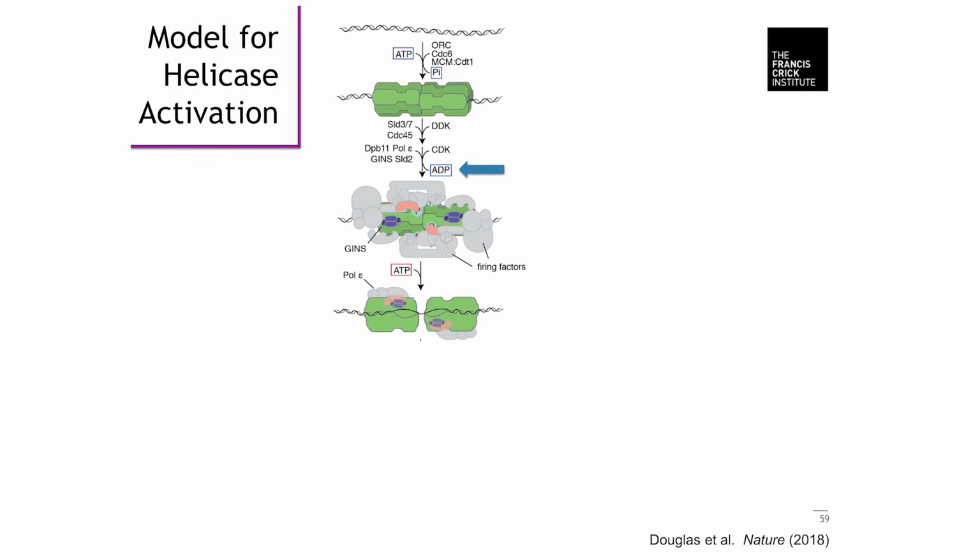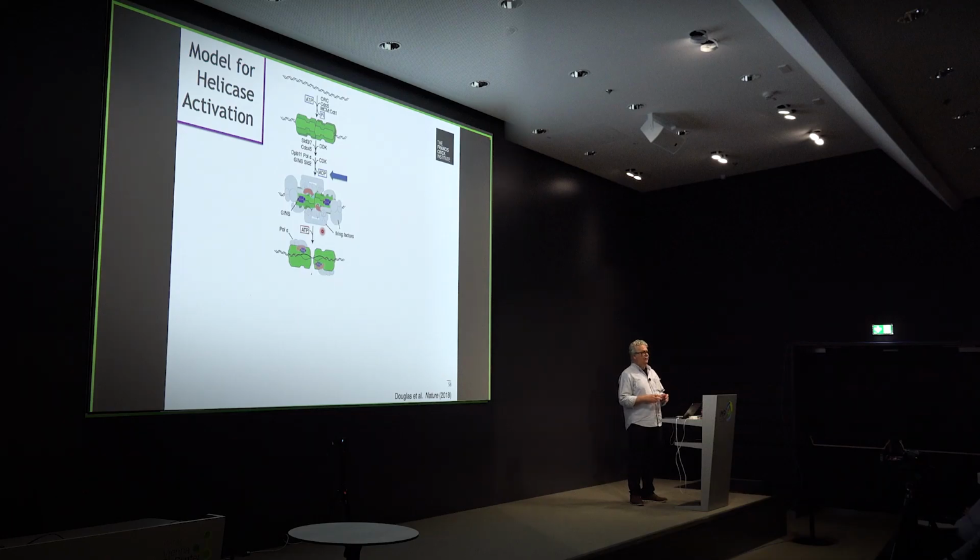That leads to ATP release. And then it's the rebinding of ATP that triggers the next key conformational change. This doesn't require ATP hydrolysis, but the rebinding of ATP causes the stable association of CDC45 and GINS in a CMG complex, and the first melting of the DNA.